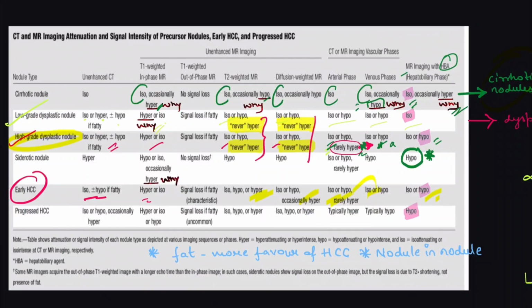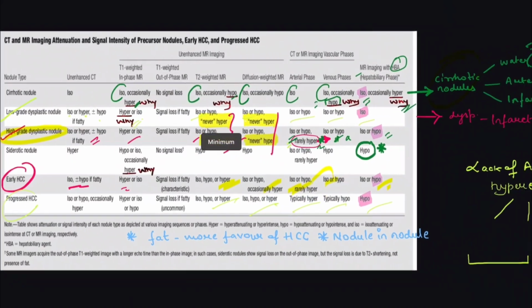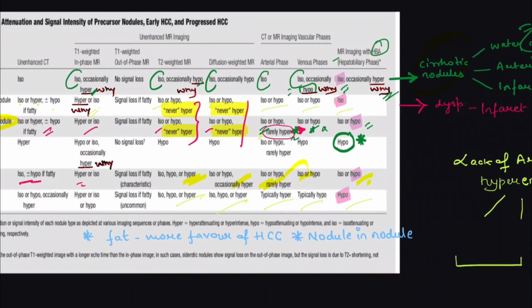From this early HCC stage, arterial hyperenhancement and washout are there. Next is the progressed HCC, the full-fledged HCC. We all know: T2 hyper, diffusion restricting, arterial hyperenhancement, washout on portovenous phase with capsule, and hypo on hepatobiliary phase because they don't have enough hepatocytes. As I said, exceptions are always there.